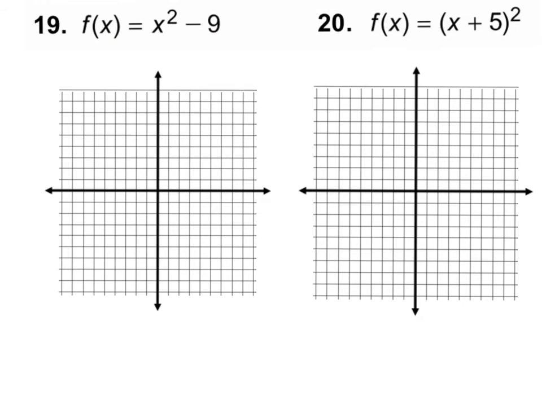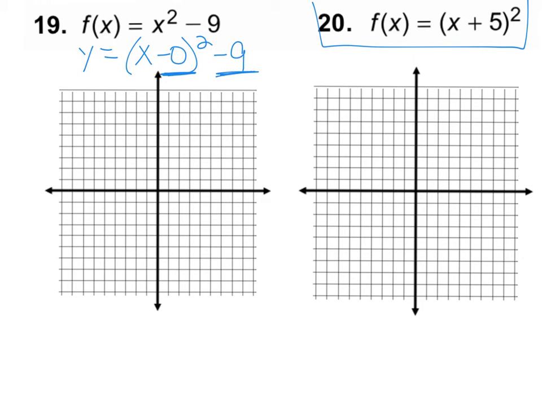On this slide, there's two problems. I'm going to graph number 19, and part of your homework, other than taking notes, is to actually attempt number 20 on your own. For number 19, I can change this to y equals the quantity x minus 0 squared minus 9. So my vertex would be the opposite of this number, which is 0, and the same as this number, which is negative 9. So 0, negative 9 is my first point.